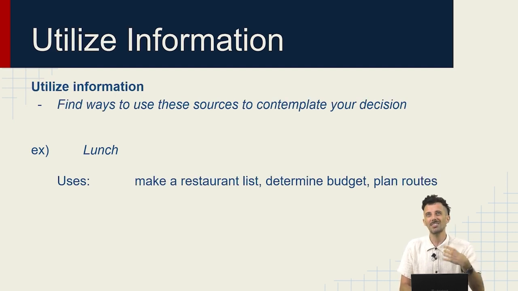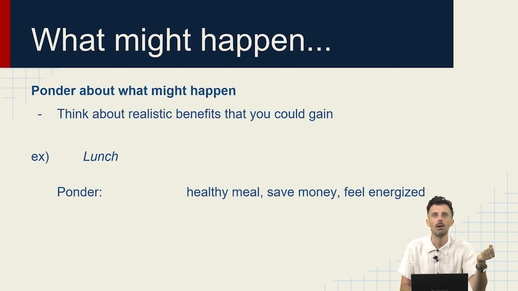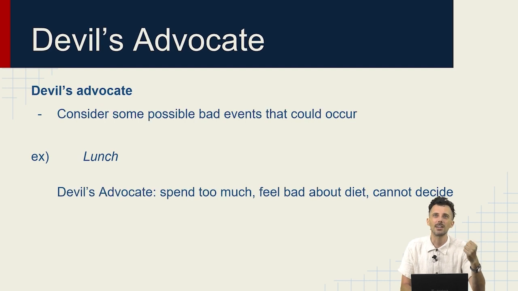Utilize information. This is thinking about what habits you can build that would really help you in the end to reach that goal. What might happen? Always think of the good things, the more realistic good things. Devil's advocate, get to know you. When you're thinking critically, you also have to know about yourself. What might be your shortcomings? What things would you really need to work towards in order to be able to do this?